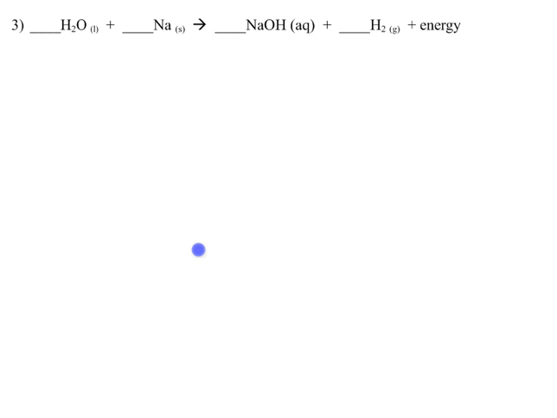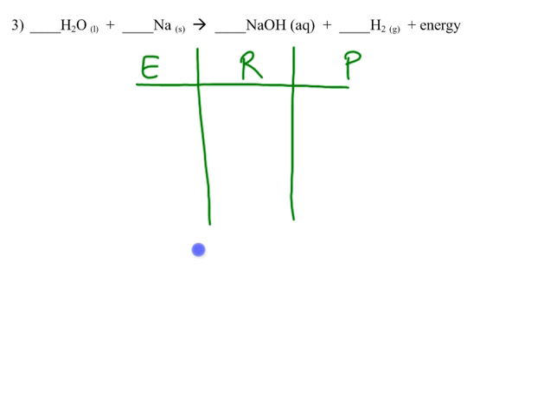All right, so this equation is going to be a little bit trickier, and you'll see why here in a moment. Our elements are hydrogen, oxygen, and sodium. On the reactant side, we have 2 hydrogens, 1 oxygen, 1 sodium. On the product side, I have 3 hydrogens because the hydrogen is split between these two compounds. That's what makes this a little bit more challenging to balance. I have 1 oxygen and 1 sodium.